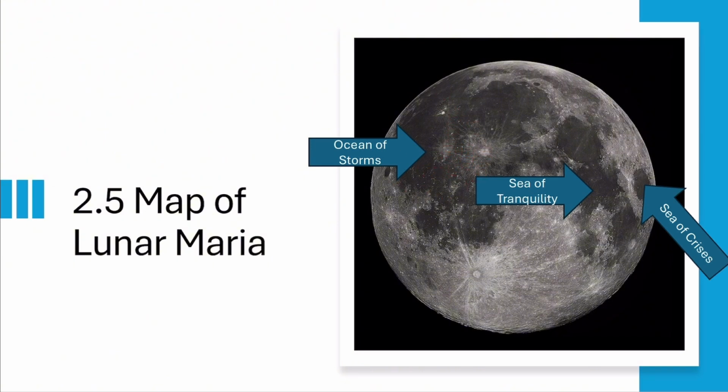The Sea of Tranquility is kind of easy to tell as well. It's a big one near the right side of the moon, and it's just below a smaller sea up here. And the Sea of Crises is probably the hardest to find. It's much smaller and just off to the right of the Sea of Tranquility.